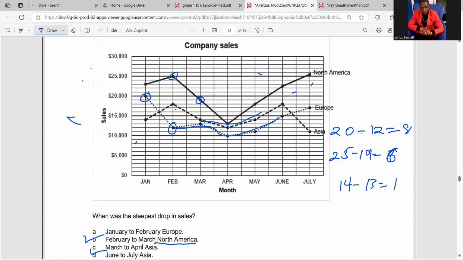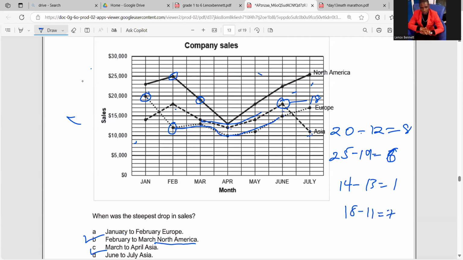Let's look at June to July, Asia. Here we have 15, 16, 17, 18. Right here is 18. And here is 11. So that's 7. So 18 minus 11 equals 7.